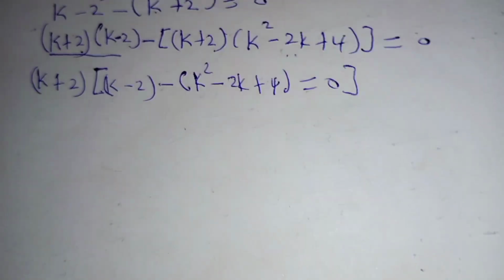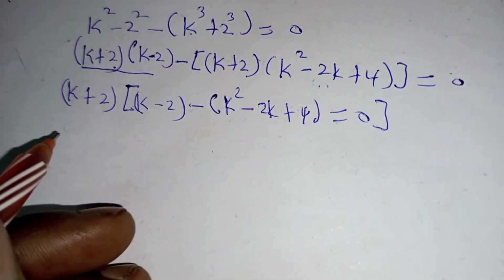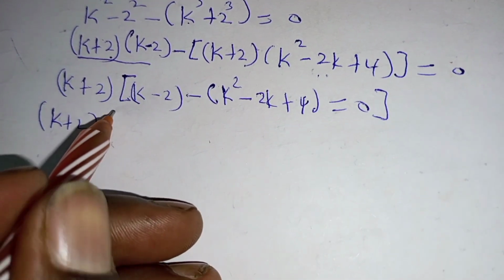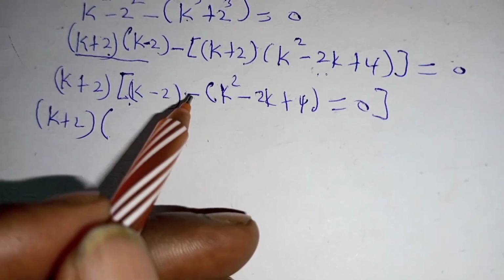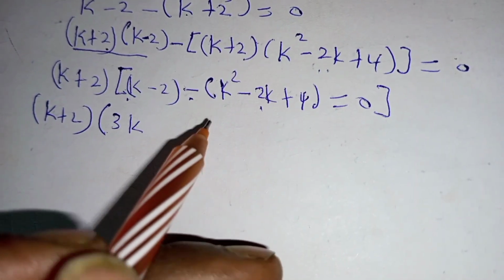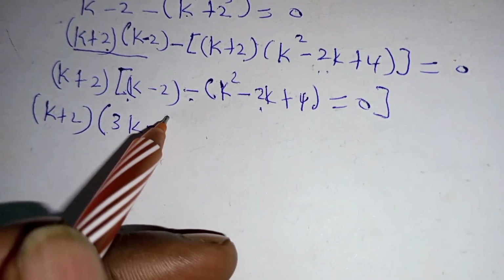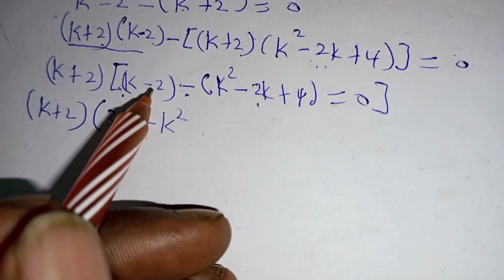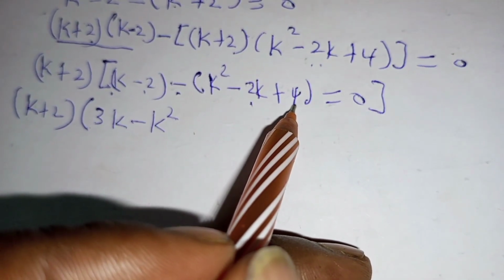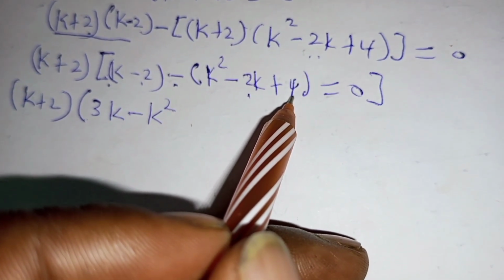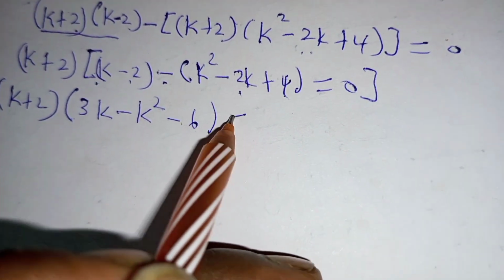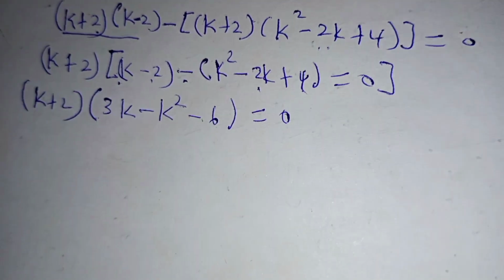Now the second bracket can be simplified so that we shall have k plus 2 multiplied by k. This negative and this negative will be positive, so we shall be having 3k. Then we have negative k squared, and we have negative 2 and negative 4, which will give us negative 6. This one is equal to 0.